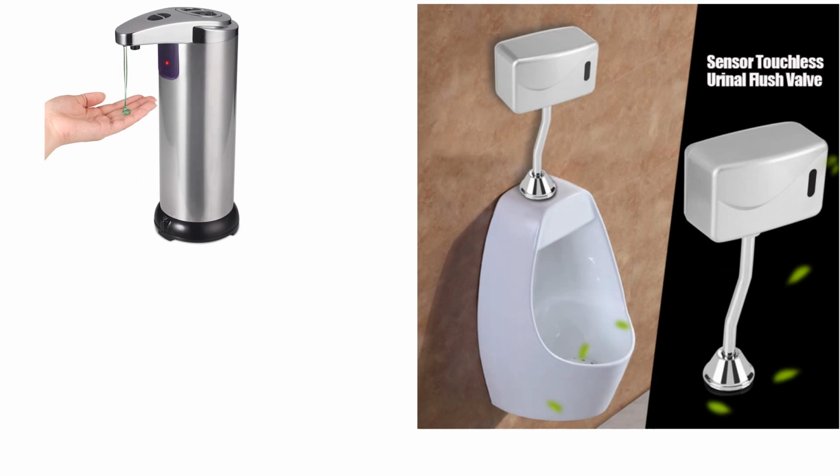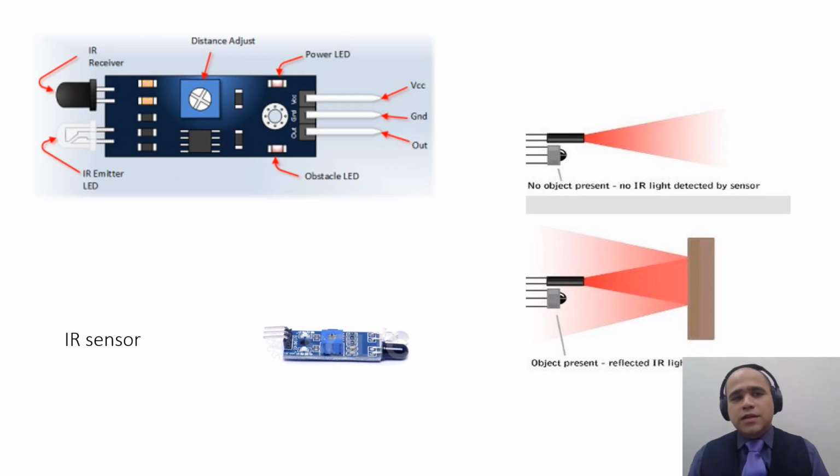So what kind of sensors are used in hands-free taps and flushes we see in malls? This sensor is nothing but an IR sensor and it is working in a reflectance mode. So whenever an object comes in front of that IR sensor, it hits that light and reflects back to the sensor. So let me try and demonstrate.